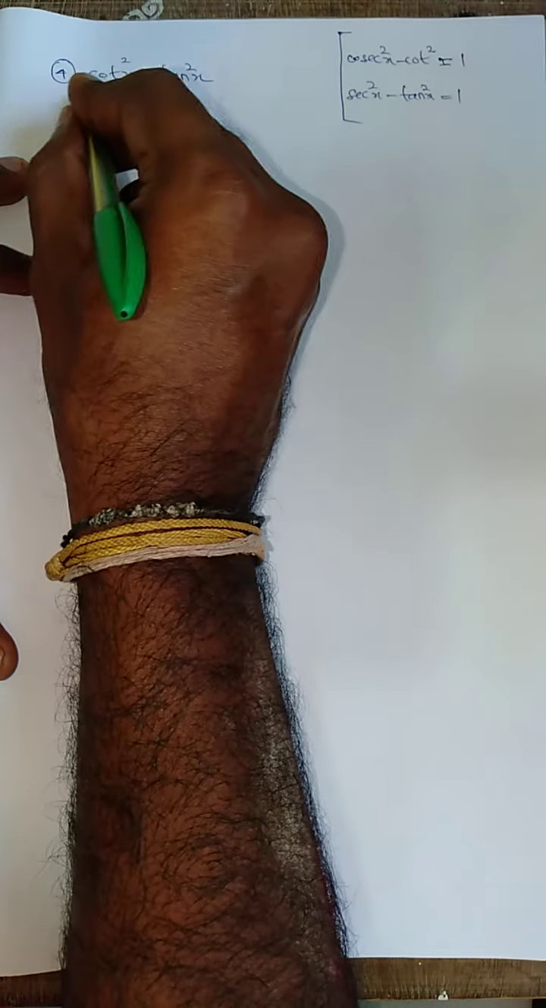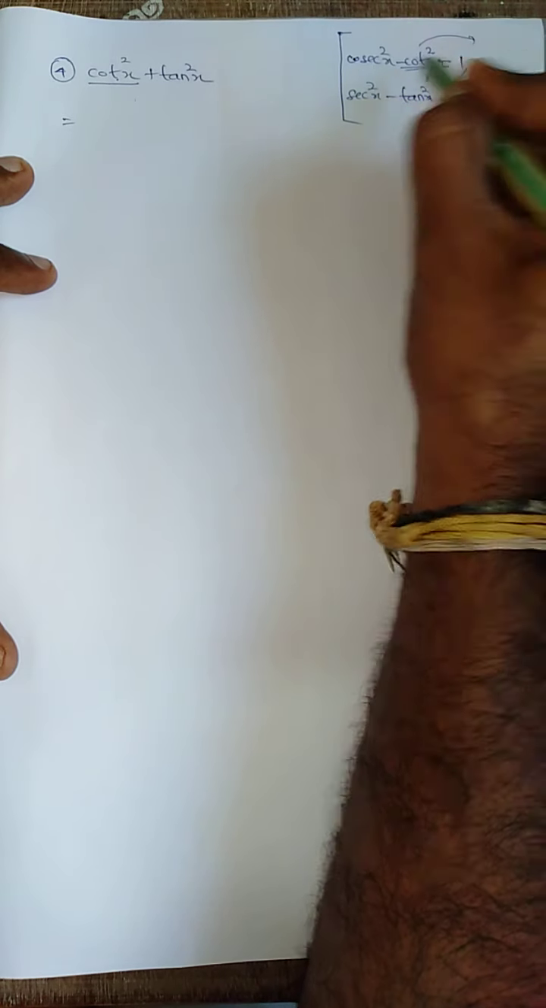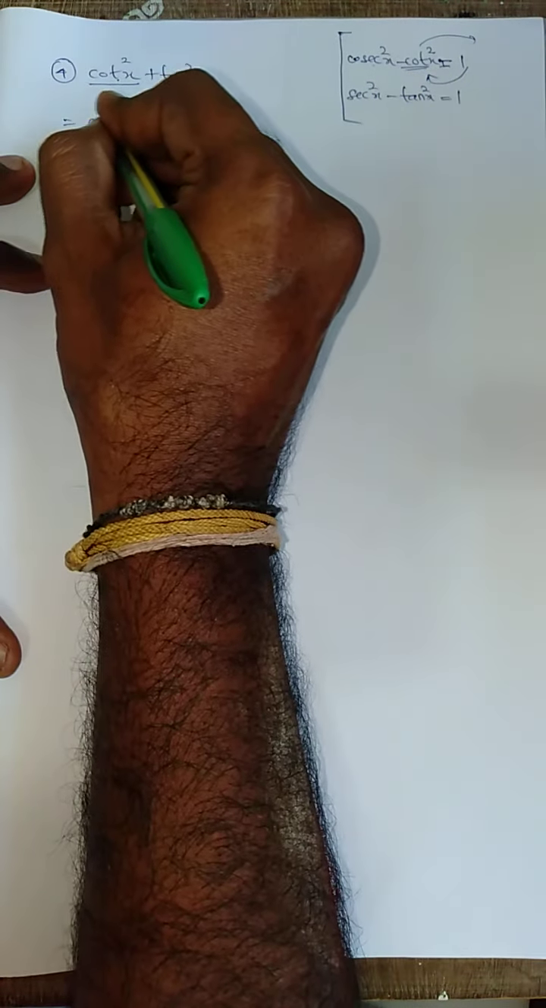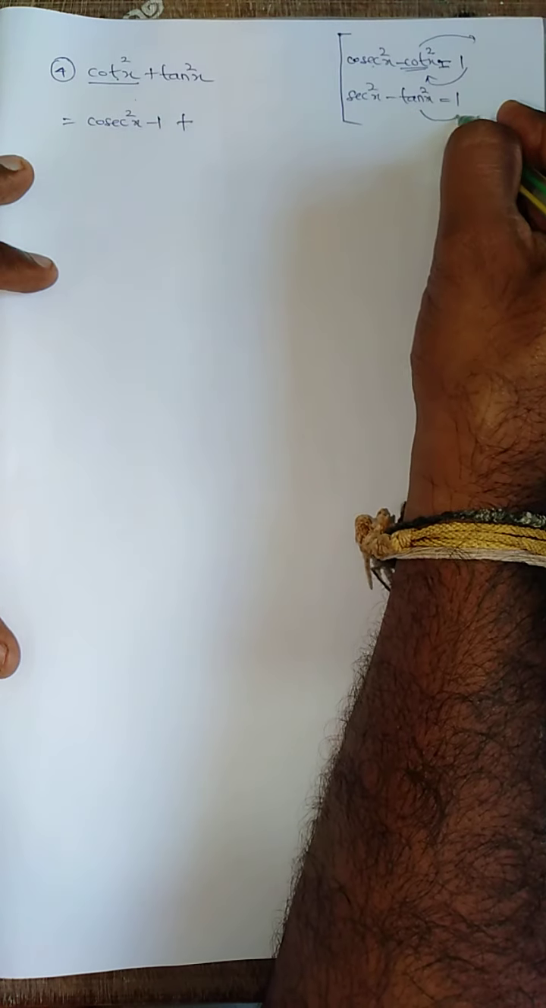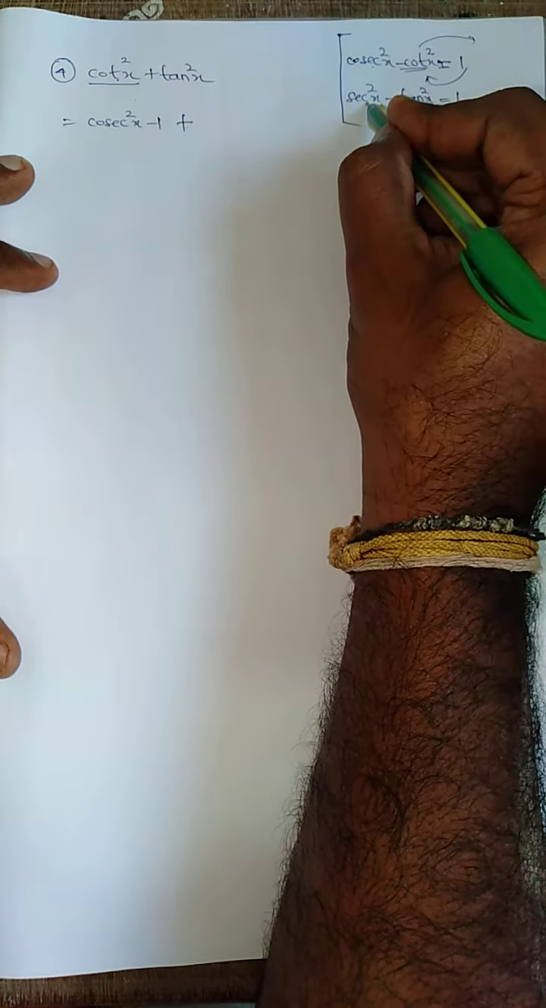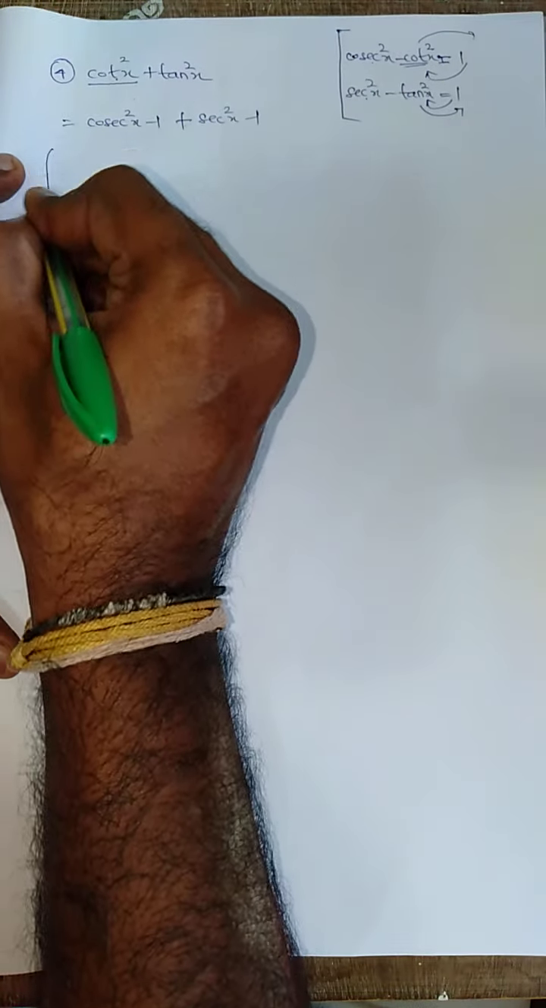So cot square x, how can cot square x be written? This one moves to this side because 1 comes to this side: cosecant square x minus 1. Plus, minus tan square x comes to this side, 1 moves to this side: secant square x minus 1. So now you can integrate.